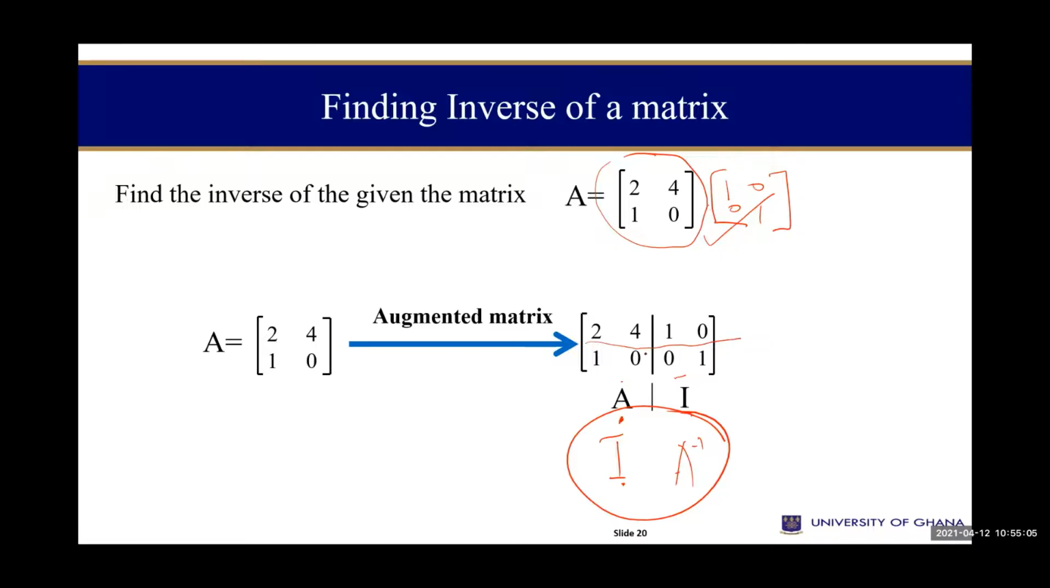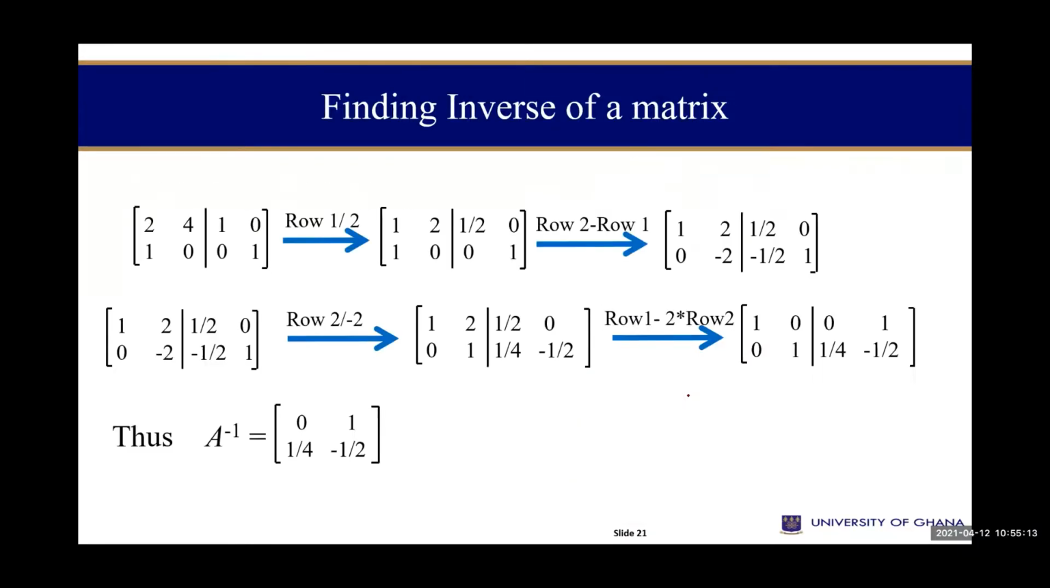This will be your row 1, this will be your row 2. Whatever operation I'm doing on A is also affecting what? The identity of that particular what? Matrix. So watch here. In simple terms, this is 2, 4, 1, 0. The identity of 2, 4, 1, 0 is 1, 0, 0, 1.